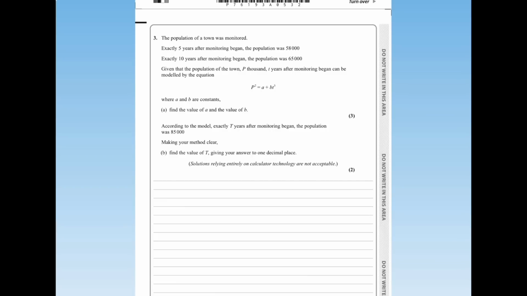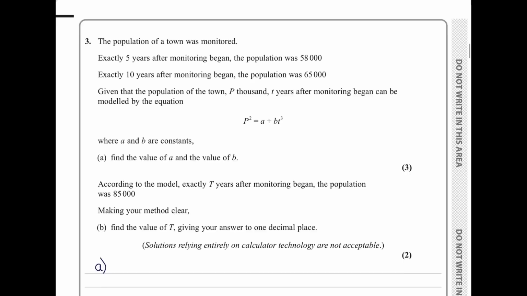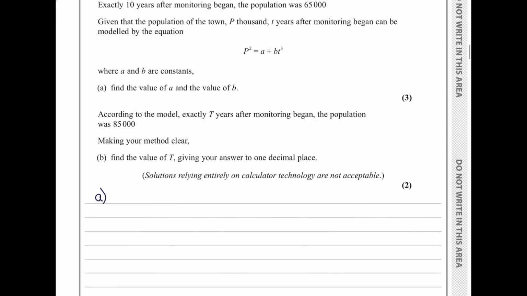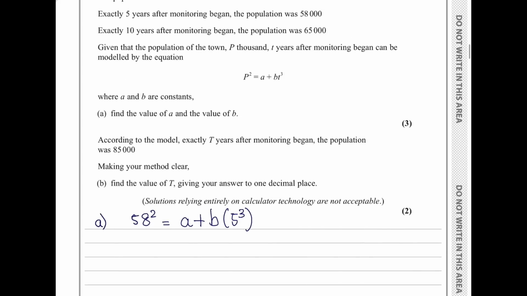Okay, let's just substitute and we'll get the values. So the first one would be, it says P thousand. So remember, you have to deduct 1,000 from these values. So 58 squared is the population, is equivalent of a plus b. The time period is 5 years, so 5 cubed, which is 125. On the other side, I have 65 squared is equivalent of a plus b into 10 cubed.